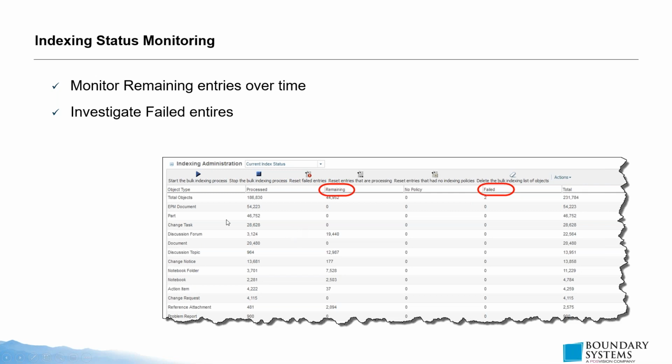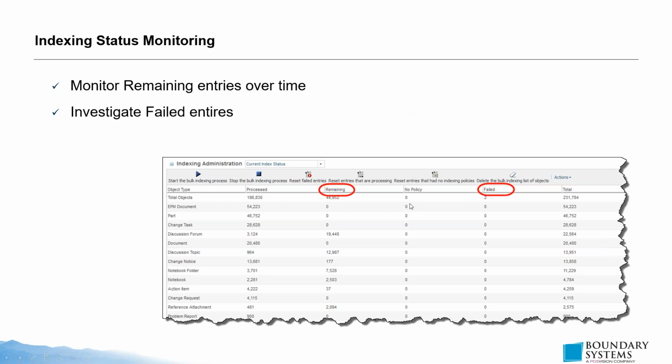So from here you can start, for instance, after a fresh install or an upgrade or data migration, a bulk indexing that will grab a lot of data at once and start indexing it. Otherwise, once everything has been indexed, it will just execute on its own in the background and index as new data gets created. So the important thing is to monitor the remaining to make sure that gets less, and the failed, investigate those to see what issues there are.